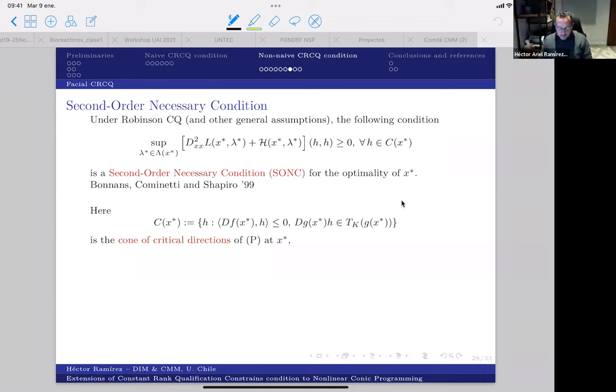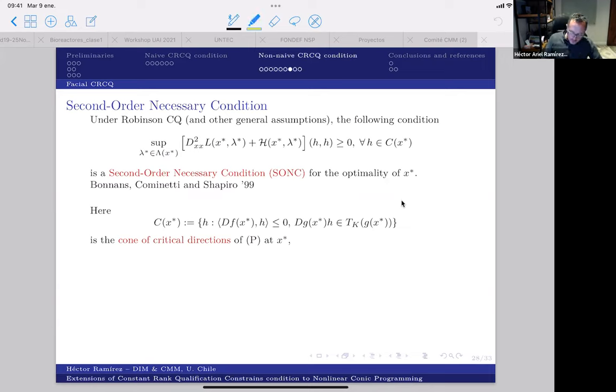So constant rank in nonlinear programming has important properties regarding the second order necessary condition. And that's also what we were able to prove here, right? Again, I'm just showing things for nonlinear SDP, but some things are easier or equally easy to write down in a general conic framework. That's what I'm going to do here.